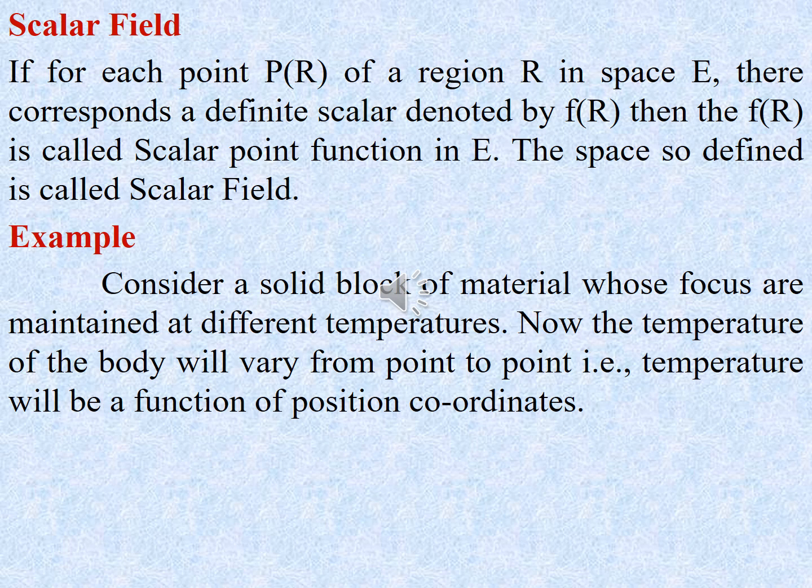Scalar field: if for each point P of r of a region R in space E, there corresponds a definite scalar denoted by f of r, then f of r is called a scalar point function in space E. The space is called a scalar field. For example, if you take any solid material heated to different temperatures, the temperature will vary from point to point. Here the temperature is a function of position coordinates. So that is called a scalar field.